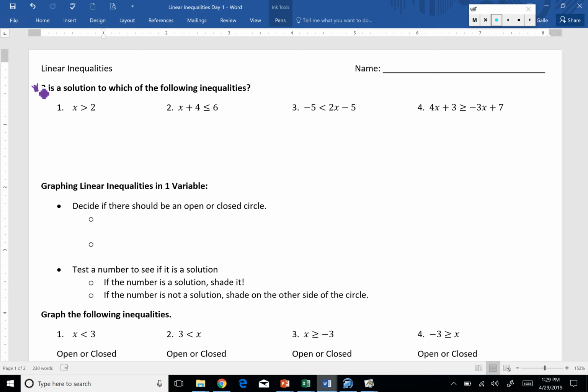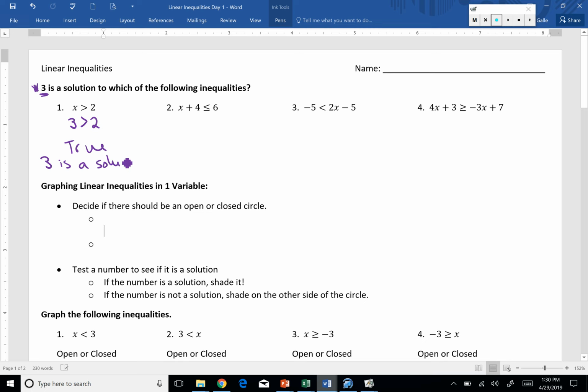If I replace x with 3, that's all I did. Is that now a true statement? Is 3 greater than 2? Yeah, why 3 though? Any number is bigger, you just pick it. We're just looking specifically at 3. That's all we're looking for right now. So is 3 bigger than 2? That is true. So 3 is a solution.